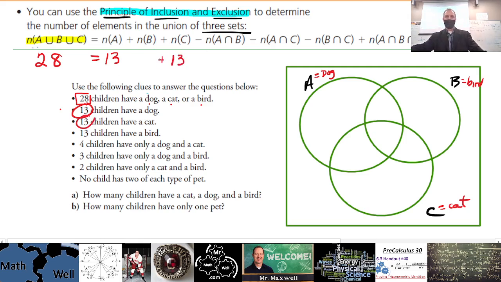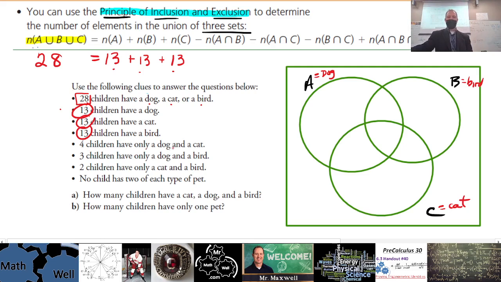Here's the number of cats. And 13 have a bird. So here's the number of birds, also 13. Okay? Now if you add these 3 up, you get 39, which is more than 28. So that's a problem, and what that means is there are some in the overlapping areas. So let's keep going and read the question.